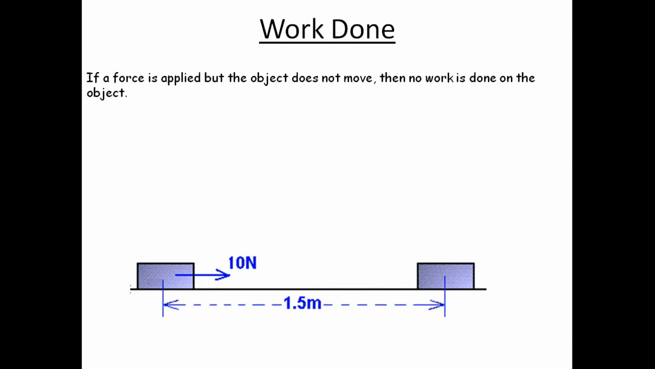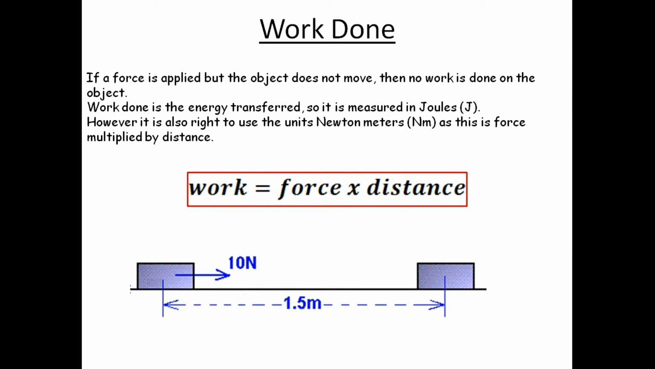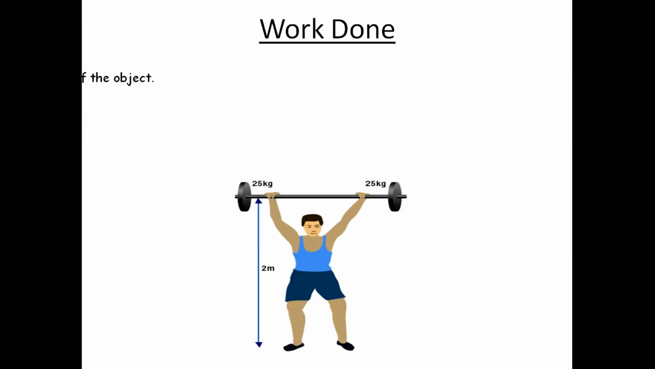If a force is applied but the object does not move, then no work is done on the object. Work done is energy transferred, so it is measured in joules. However, it is also right to use the units Newton meters, as this is a force multiplied by distance. Work equals force times distance.